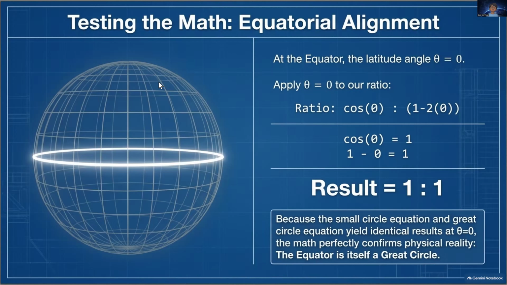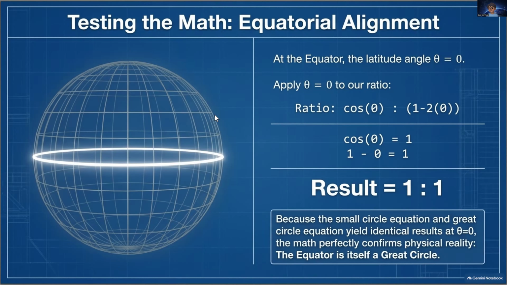Testing the mathematics, equatorial alignment. At the equator, the latitude angle theta is 0, cosine 0 is 1, and 1 minus 0 is 1, so the result is equal. Because this is the smallest application, the greatest application is at latitude theta 0. Math confirmed this result.